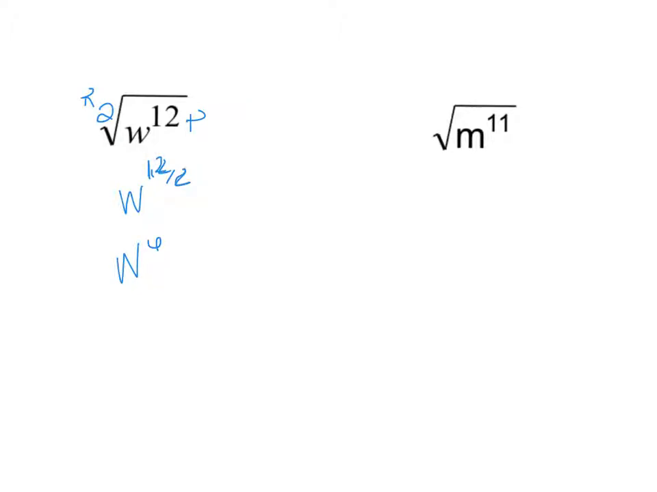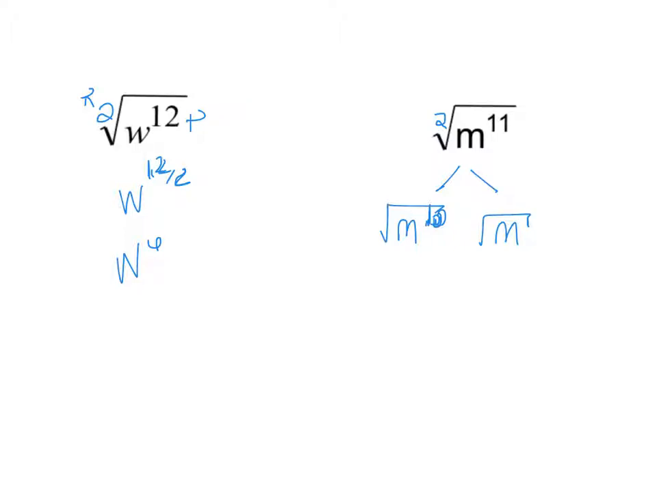Okay, now if you look at the next one, m to the 11th, that has a power of 11. That does not divide evenly by 2. So what we're going to do is we're going to split this up into the next even power. The next even power from 11 will be 10 and 1. The reason why I need another m to the first is because I can't really get rid of 11 m's. I need to just break them up.